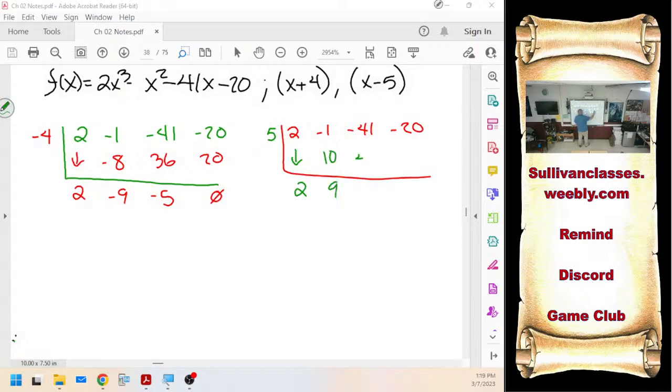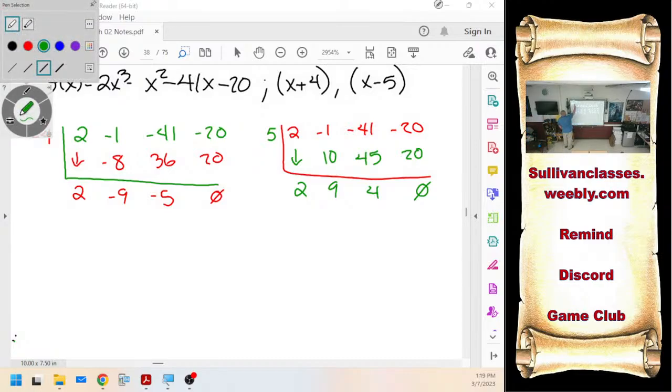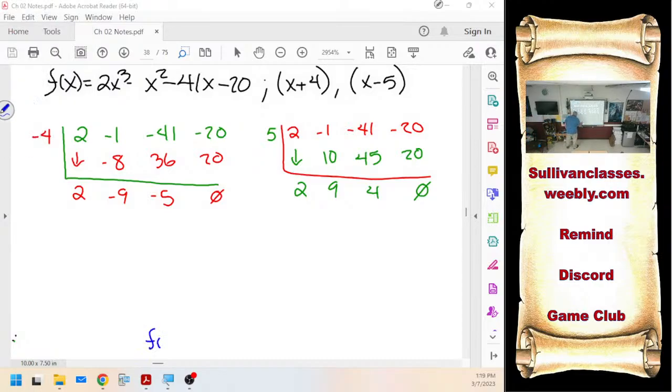2, 10, 9, 45, 4, 20. Shoot. They both worked, right? Here's the problem. If they both work and I want to write my factored form, then at the end of this, I need to say f of x is x plus 4, x minus 5, something. Do I know what that something is yet?